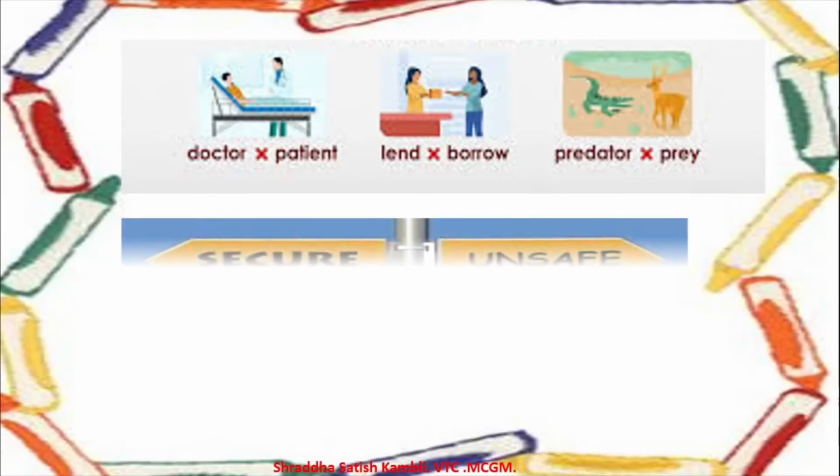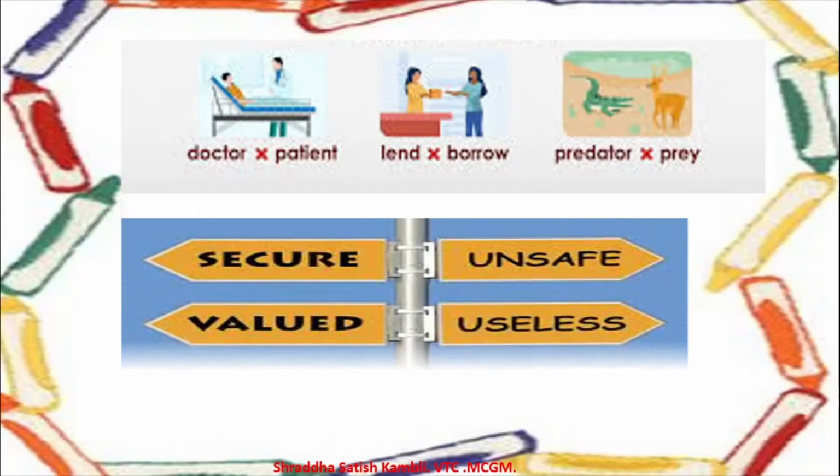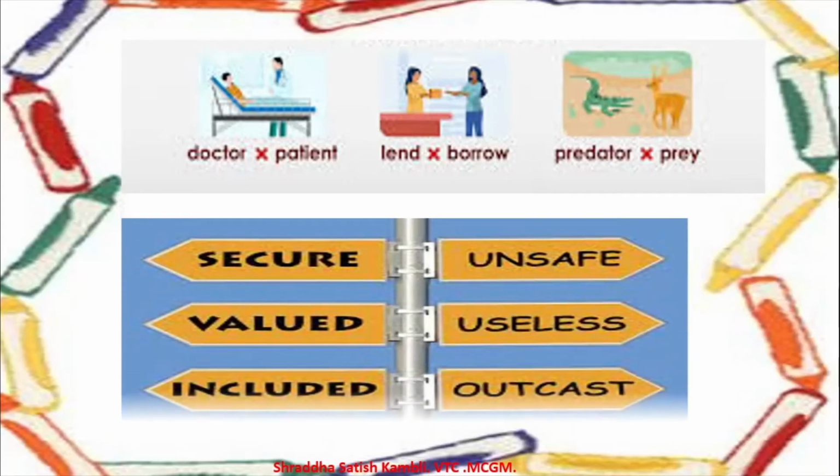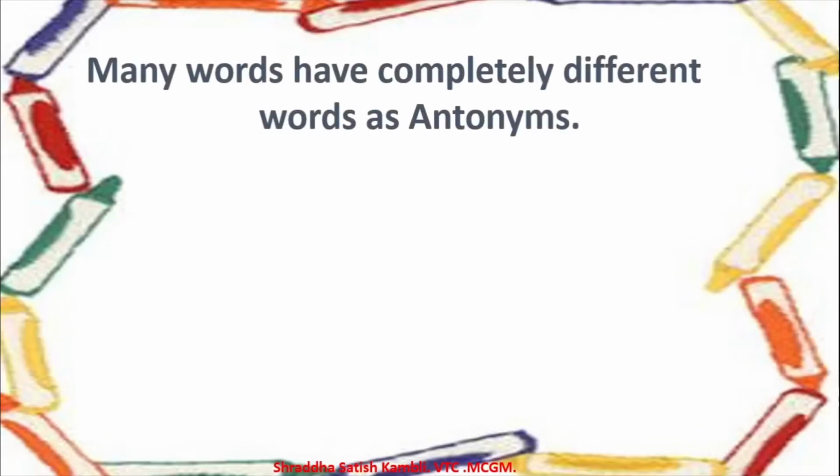Let us look at a few more examples. So see, you have secure, unsafe, valued, useless, and included, outcast. So these are all words which are antonyms of each other. Moving on, let us see some concepts here. So like I told you, we are going to look at the various ways in which these antonyms are made, or formation of antonyms in various different ways.